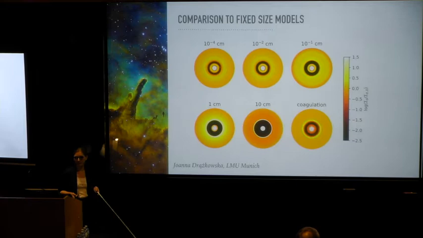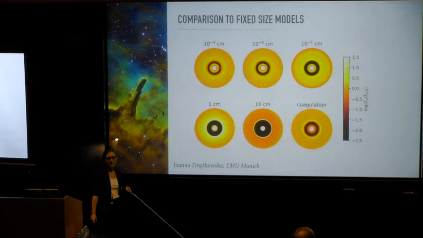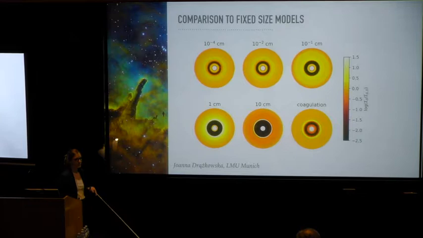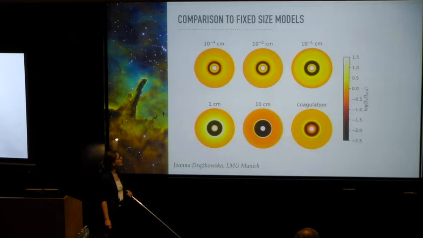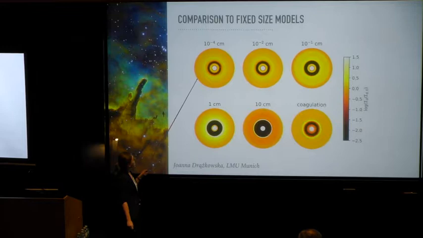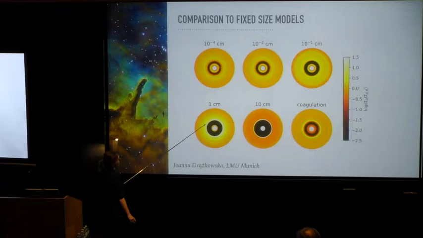And now what we can also do is compare the results that we have with this full coagulation approach to things that have been done before, because there are too many papers to reproduce all of them with the full coagulation approach. So we can try to come up with some general rules about what would generally be different between the fixed size approach and our full coagulation method. Particularly in the planet case, there was this well-known sequence that small grains follow gas and don't open such a deep gap, but the larger the grains are, the wider and deeper the gap gets and the more trapping you have.